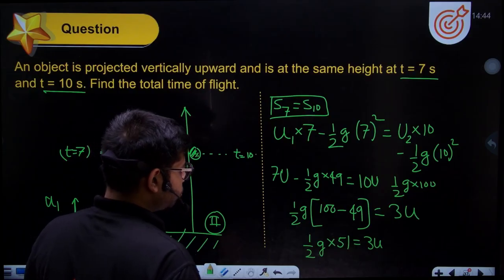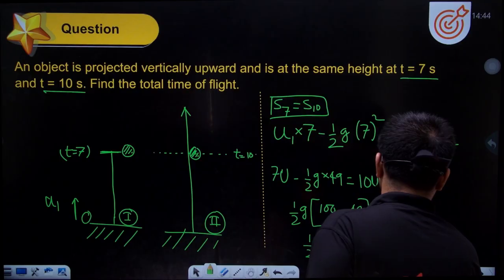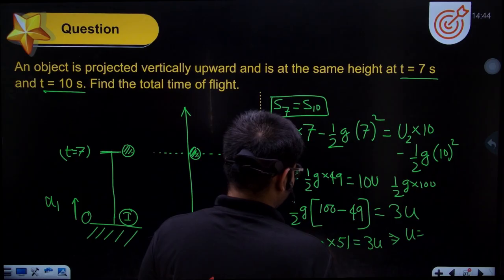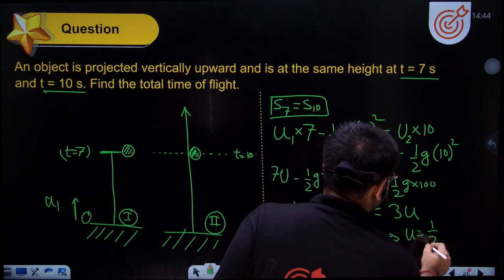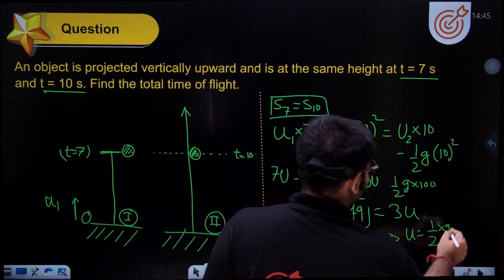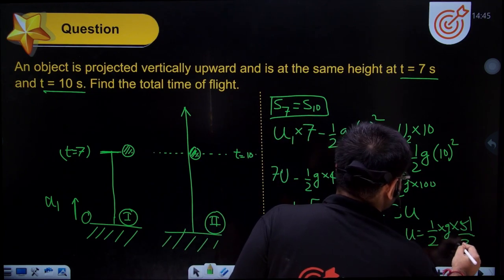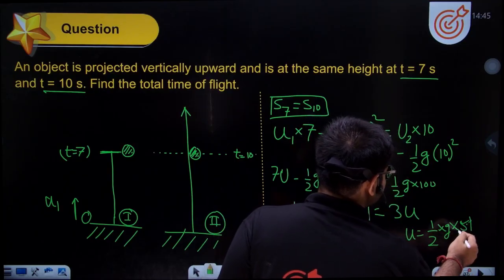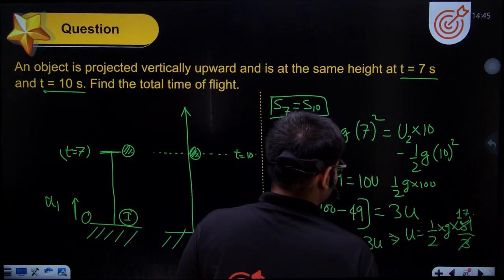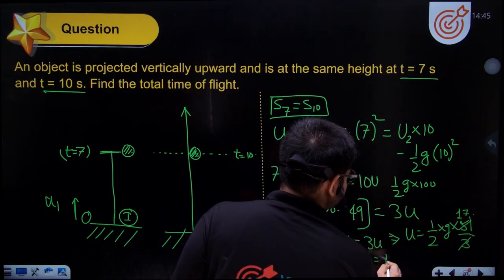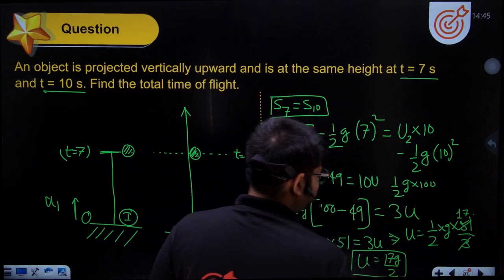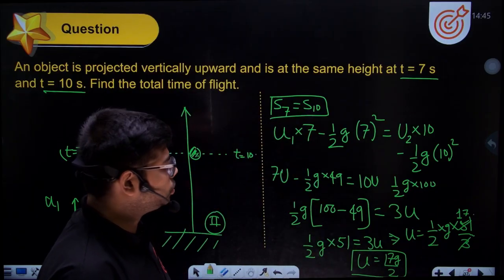right? So, from here your u becomes u is equal to half into g, okay, into 51 by 3. So, you can cancel it. Okay, u is nothing but 17 g by 2. आपका ये आपका u वैल्यू है, u is 17 g by 2.